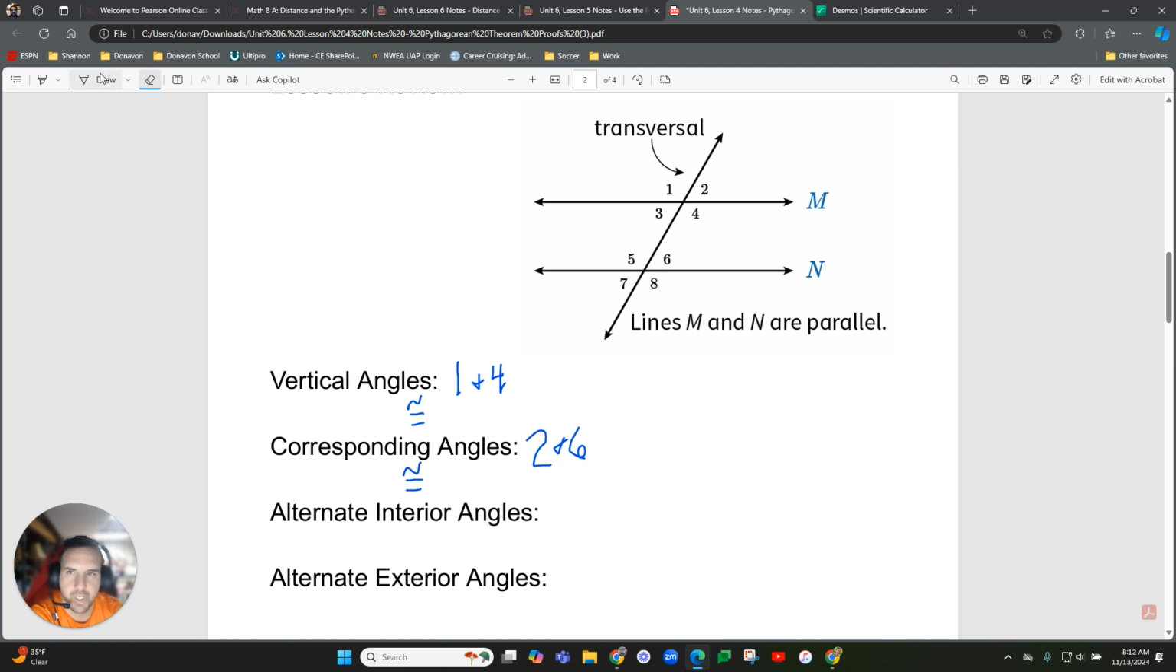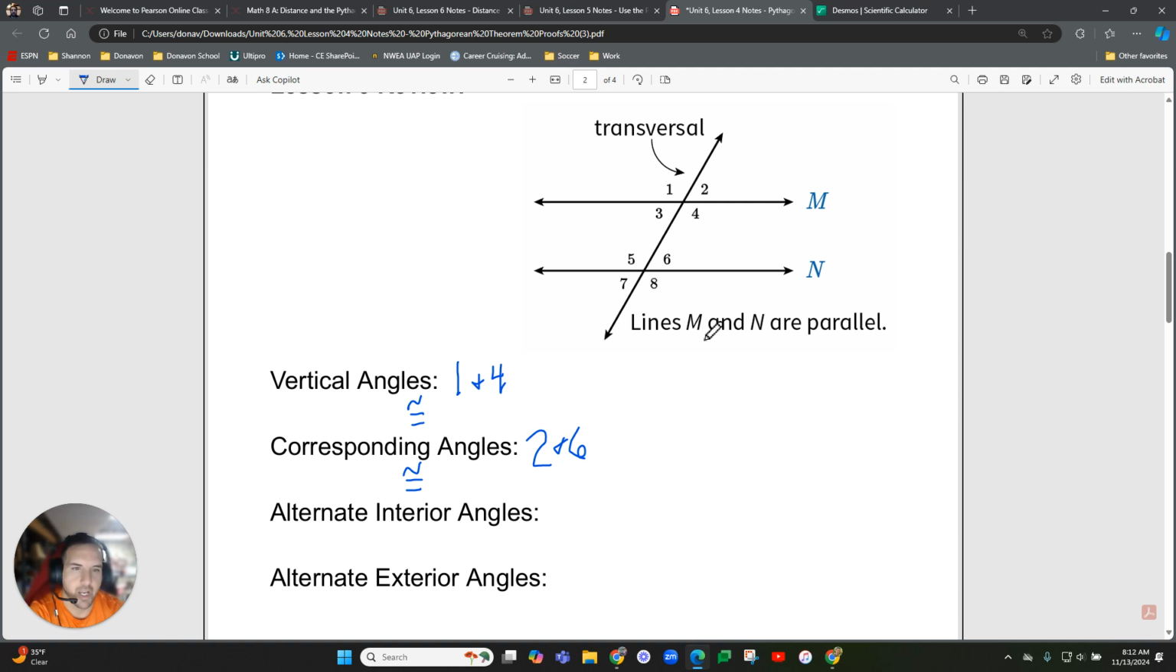Okay, and just for some quick other examples, 1 and 5 would be corresponding angles. 7 and 3 would be corresponding to each other. And then 8 and 4 would be corresponding to each other because they're both in the bottom right. Okay, so those are all the corresponding angles. I'm not going to write them all down because we did that in yesterday's lesson.